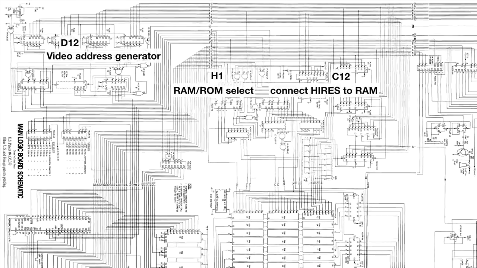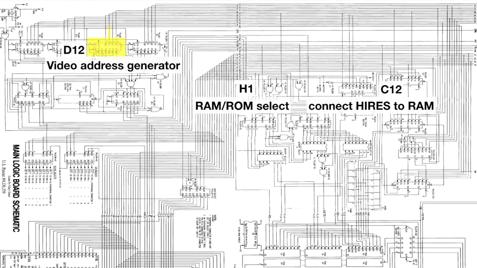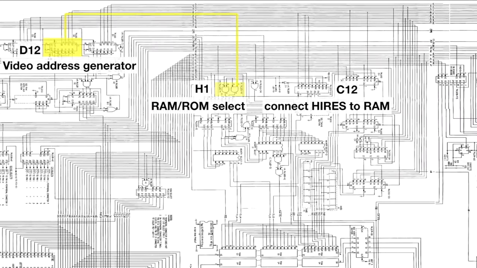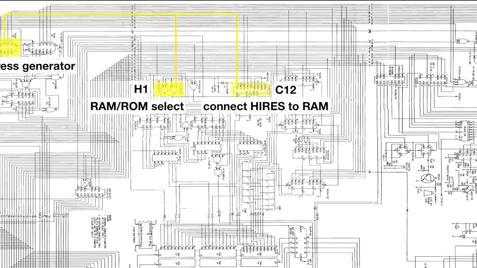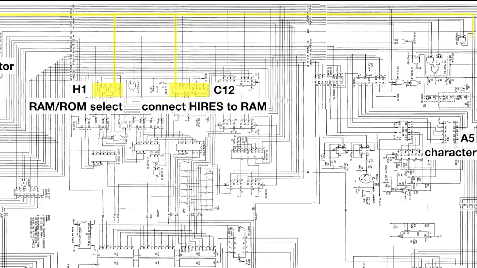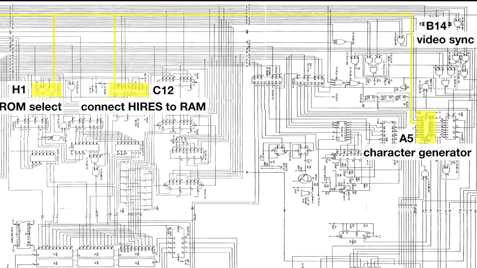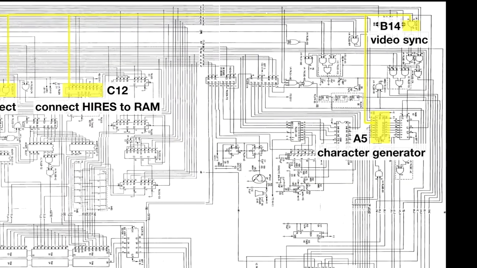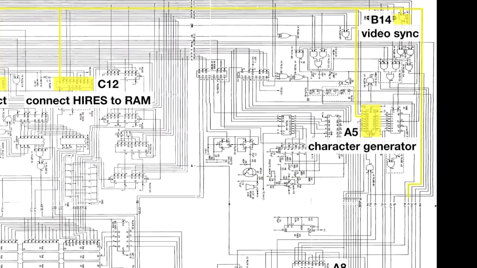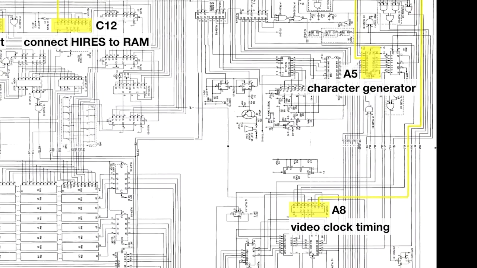That vertical address signal connects six chips on the Apple II board. D12, the video address generator, H1, which is a RAM select, C12, which connects high res to RAM, A5, which is the character generator, B14, the video sync, and then finally A8, which is video clock timing.